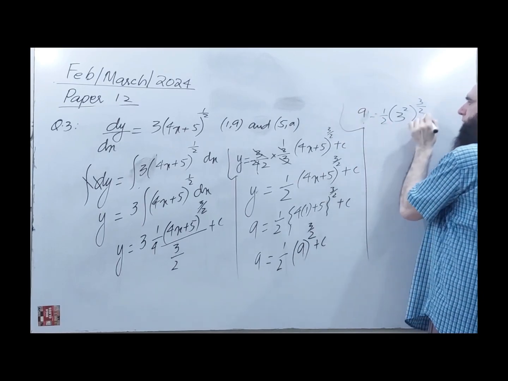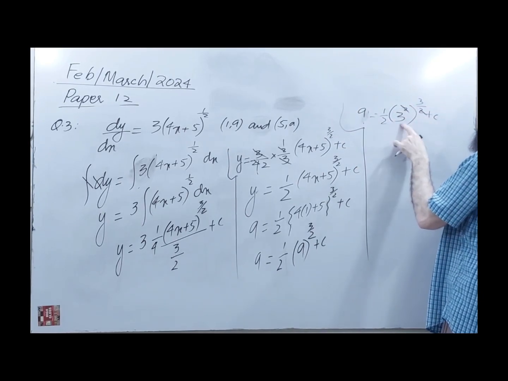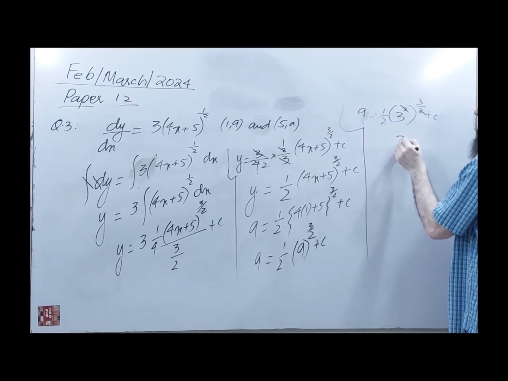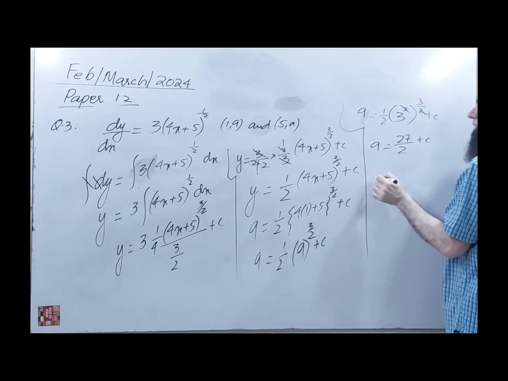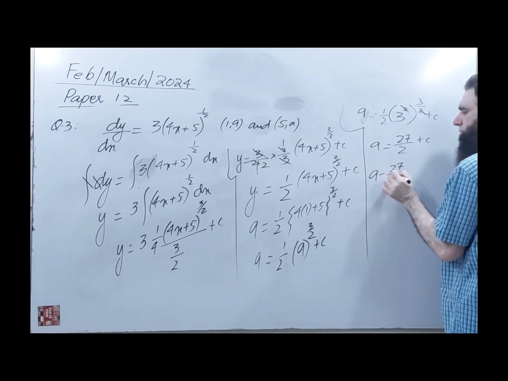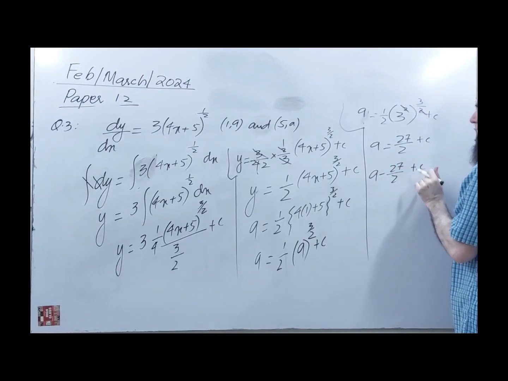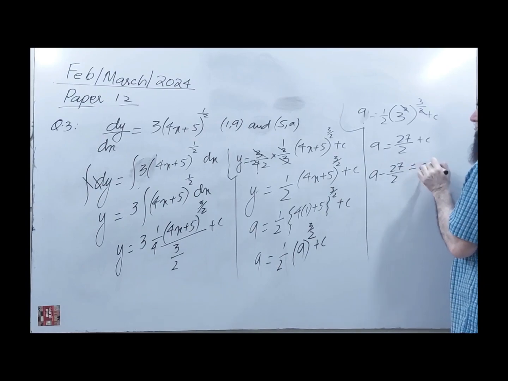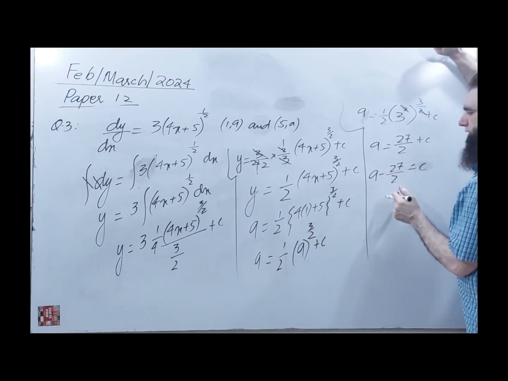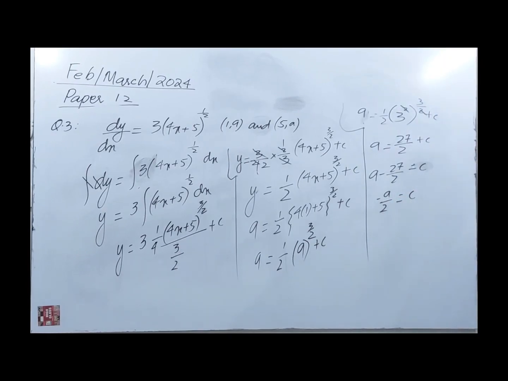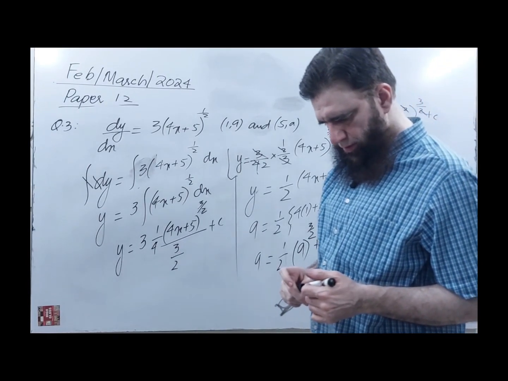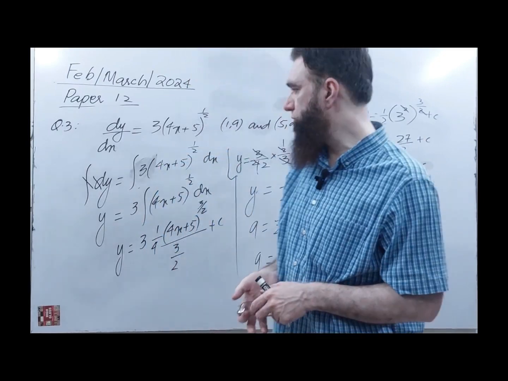So you see plus c. This 2 goes out, 3 power 3 is 27. 27 by 2 is equal to 9 plus c. So this is c, 27 by 2 plus c is equal to c. So 9 twos are 18, 18 minus 27 is minus 9 by 2. This is your c.